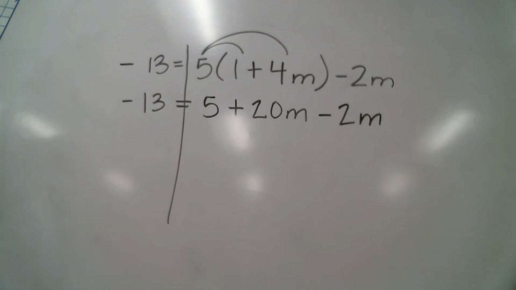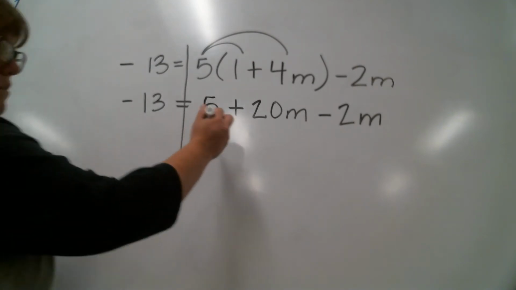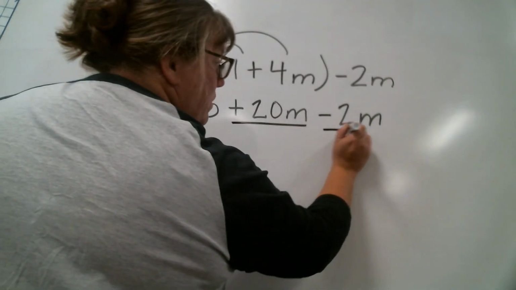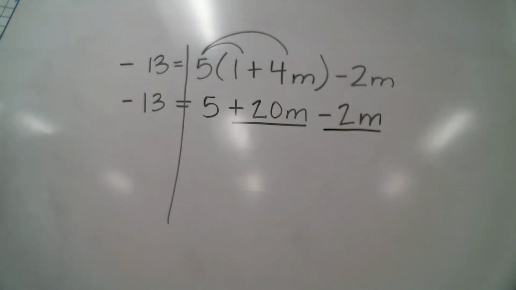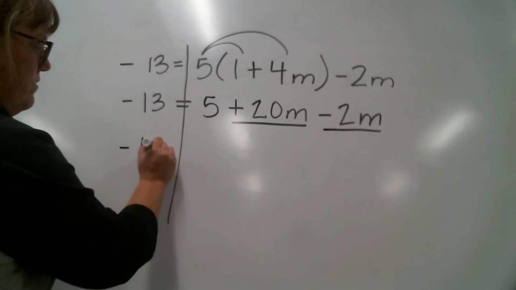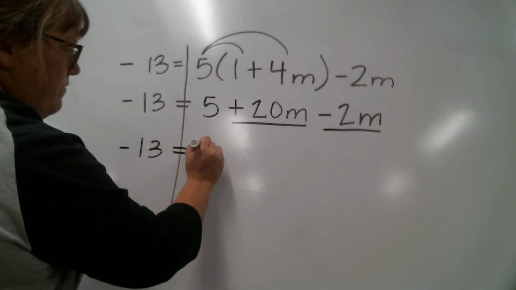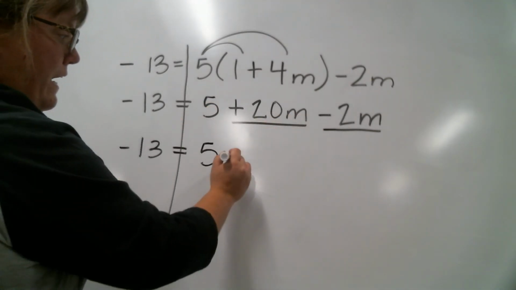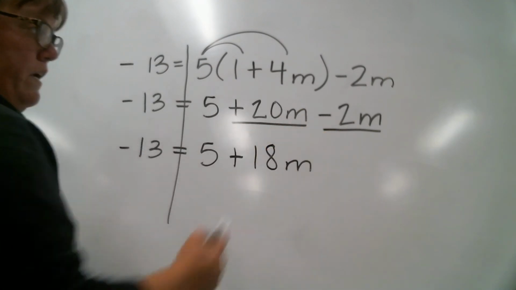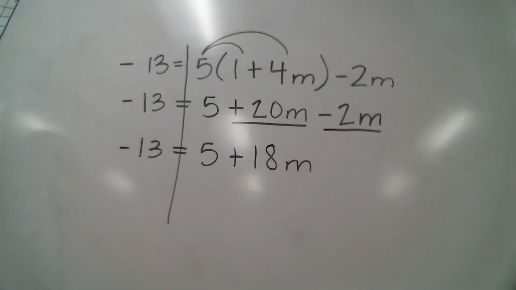Okay, so I took care of the distributive property. Now I need to take care of any like terms together on the same side, which I see there is. There's this positive 20m and a -2m. So positive 20 and -2 is 20 minus 2, which is 18. So I'm going to rewrite this as -13 equals 5 plus 18m, because 20m and -2m was 18m.